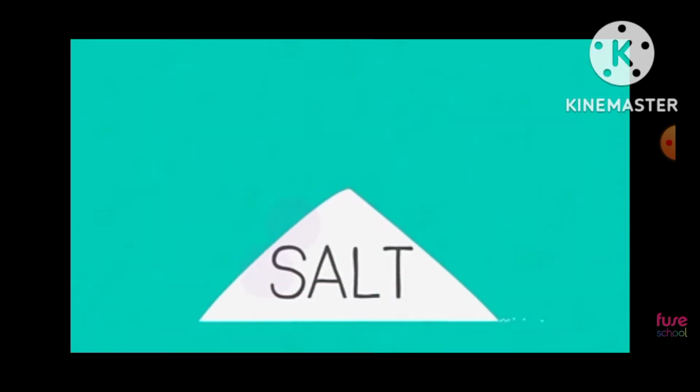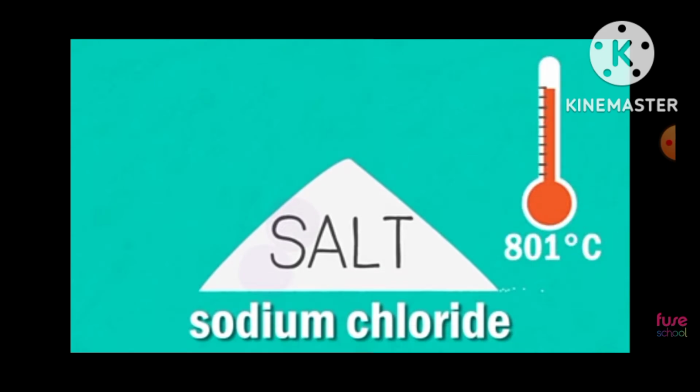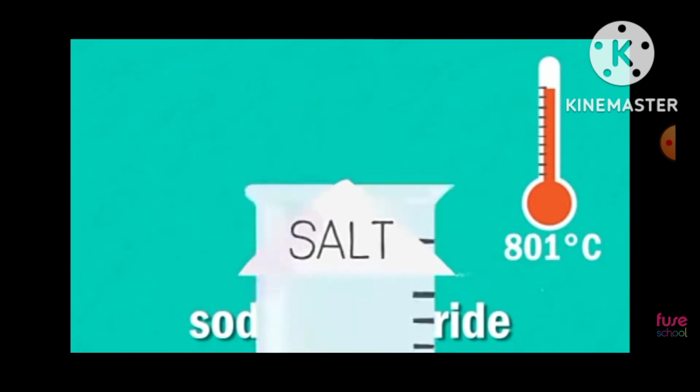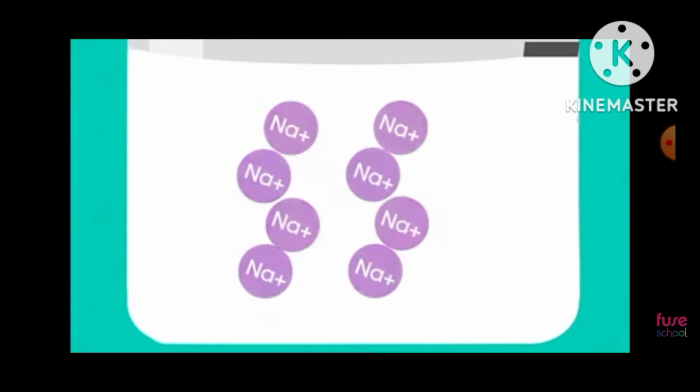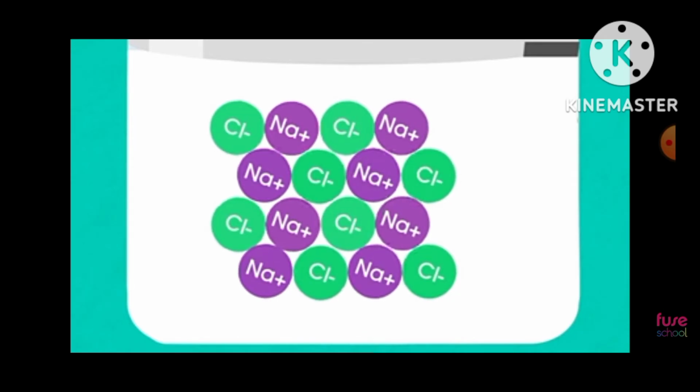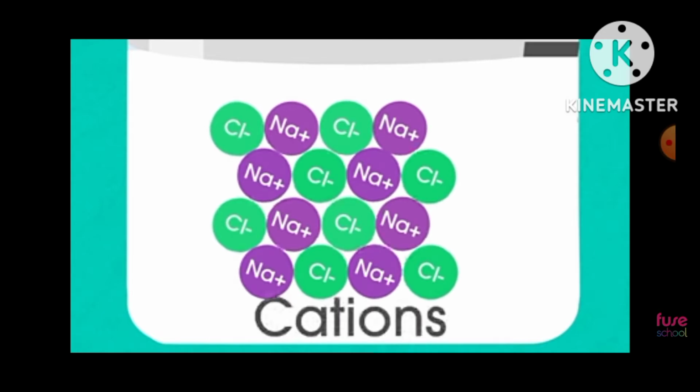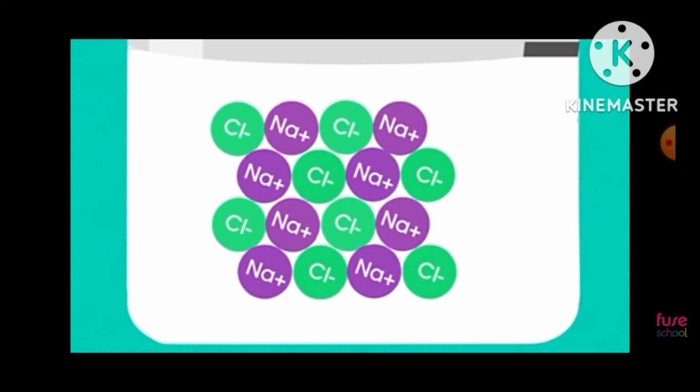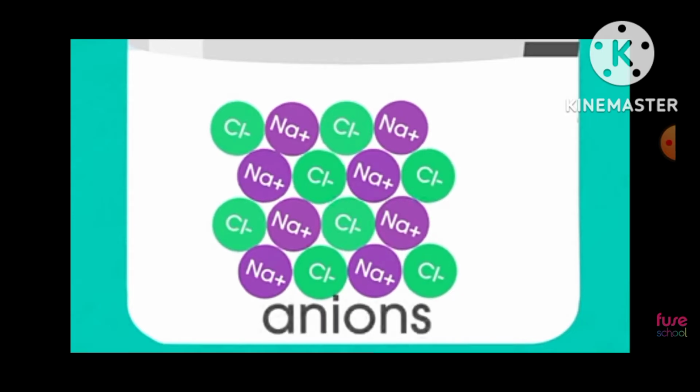Let's take a common example, table salt. If you heat sodium chloride to over 801 degrees Celsius, it will melt. The liquid will contain free-flowing positive sodium ions and negative chloride ions, and the ions are free to move within the liquid sodium chloride. Positive ions are called cations. Negative ions are called anions.